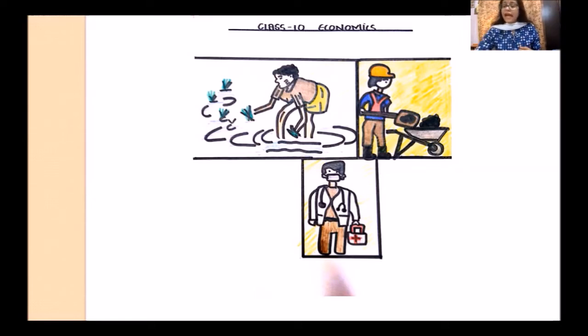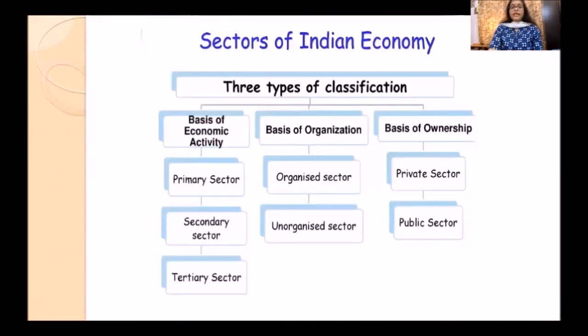So suppose I am having a cookie today, right? How is this cookie reaching me? We'll be studying about that. There are some services involved in this cookie coming to me so that I'm able to consume it. This is how you're able to classify industry on the basis of economic activity. Then comes the basis of organization and ownership, which we'll take up in the subsequent chapter.